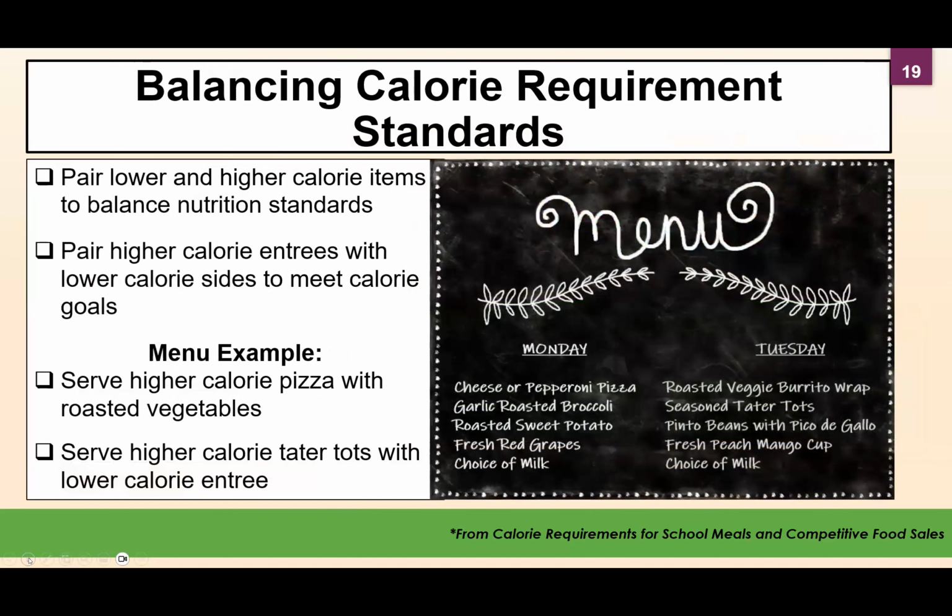When we're talking about balancing the requirements, remember I showed you a couple slides ago how some days were higher, some days are lower. So just be aware of that when you are planning your menus. You want to pair lower and higher calorie items to balance it out. Maybe you'll pair a higher calorie entree with lower calorie sides to meet the requirements. For example, maybe you have a high calorie pizza and you will serve it with roasted vegetables. So there are different ways you can still have a high calorie option. You can still serve it. You just need to remember how you're going to balance it out.